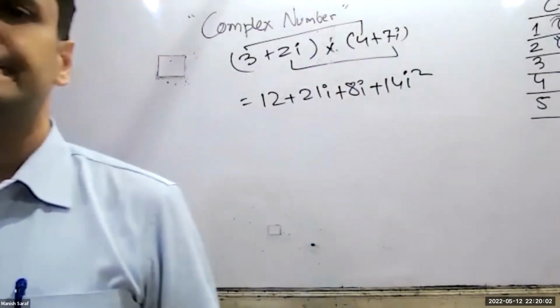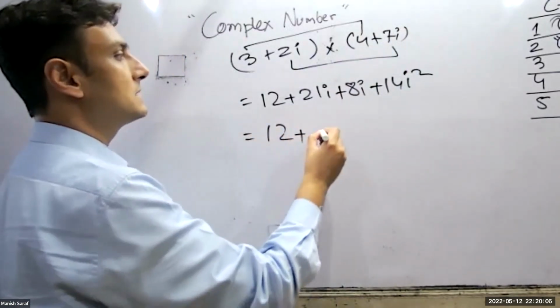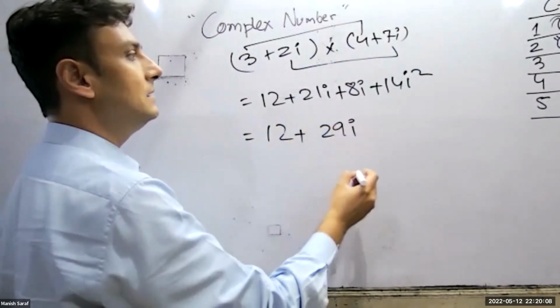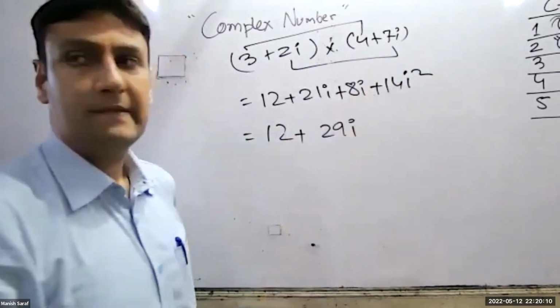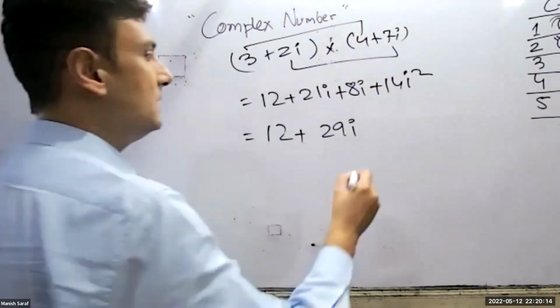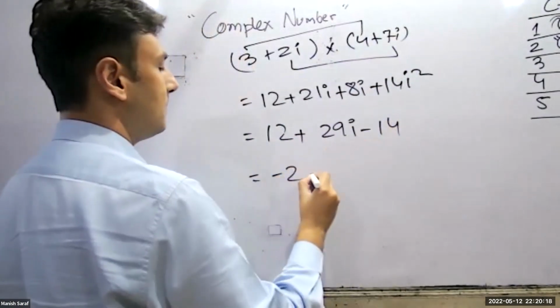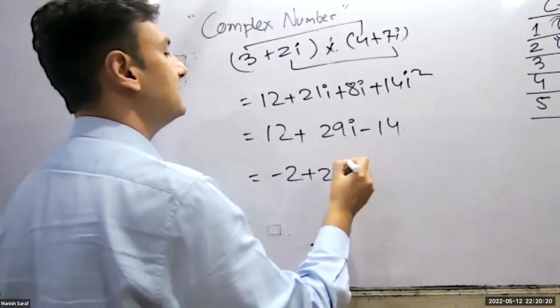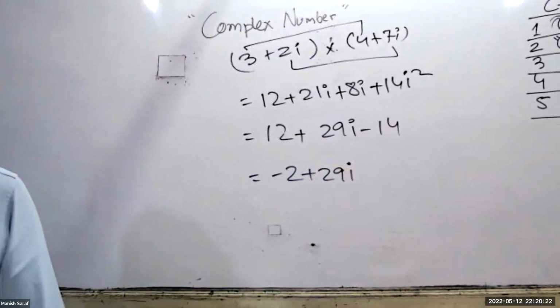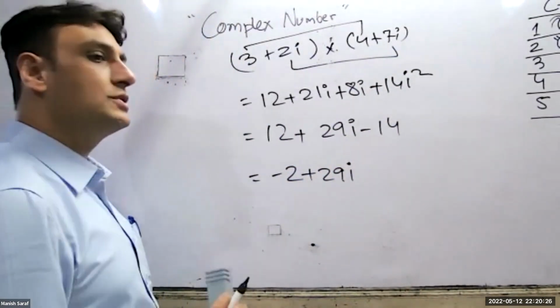Let's solve this. This will be 12 plus 29i. i square is, what is the value of i square? -1. So I can write this as -4. 12 minus 14, -2 plus 29i is the answer. Bolo, did you understand this? So when you multiply, use distributive law.